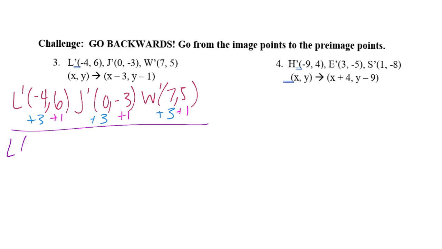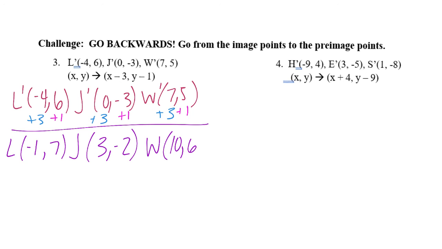So L is going to be -1, 7. J is going to be 3, -2. W is going to be 10, 6. And the reason they are not primes, they are just originals, is because we're going backwards. We already got the primes. We wanted the original points.